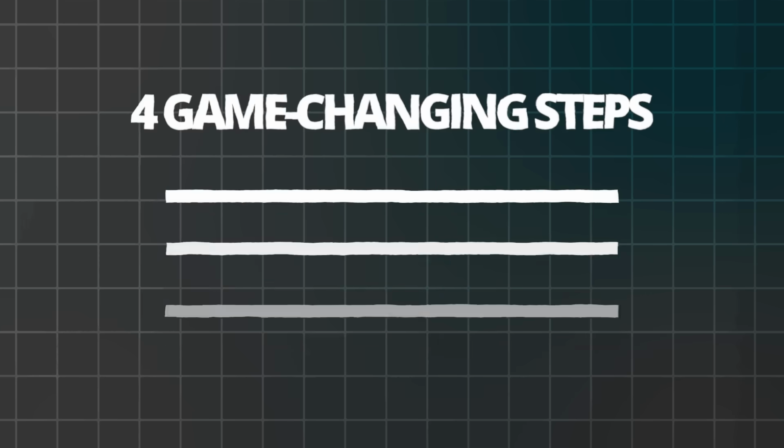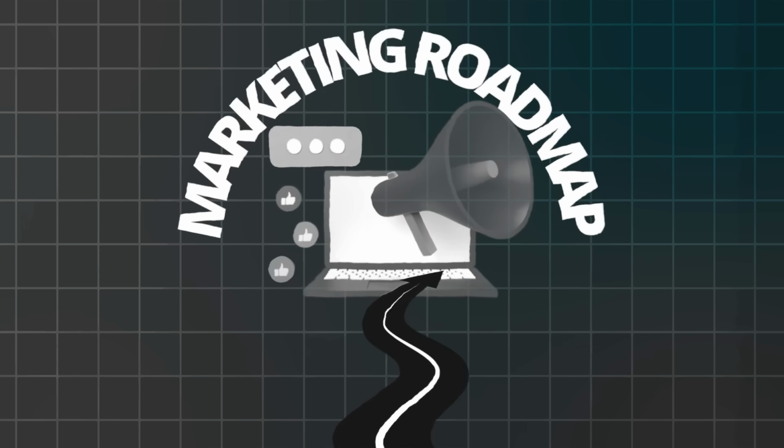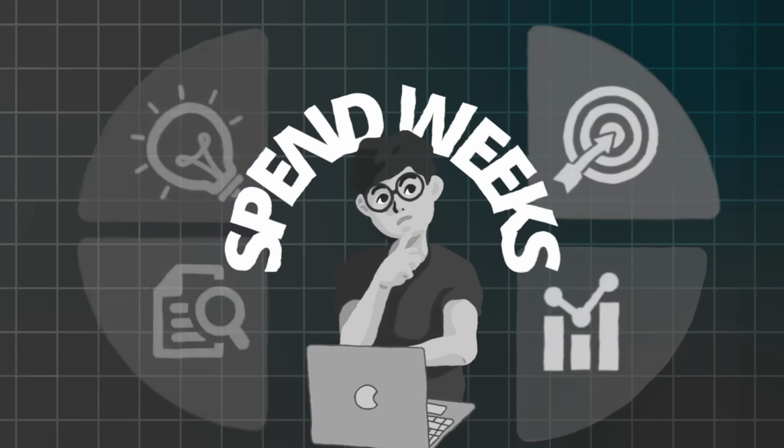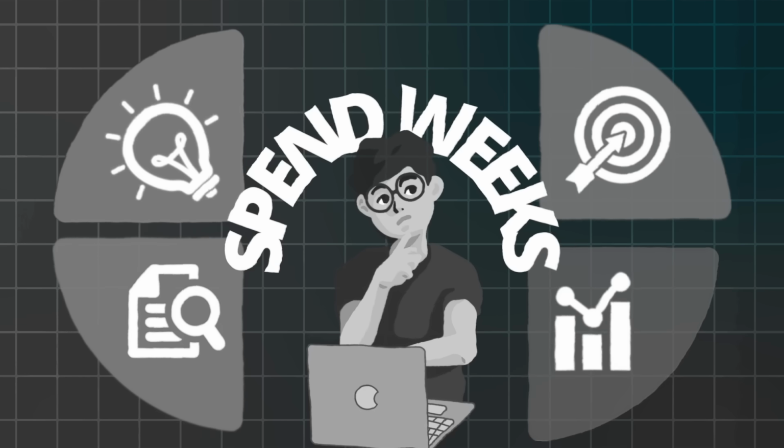So to help you make marketing planning way easier, here are 4 game-changing steps I learned that will help you create a professional marketing roadmap in under an hour using AI generation instead of months of confusion. Because here's the thing, most creators spend weeks trying to figure out their marketing strategy and they end up with something that looks like it was designed during a coffee shortage.